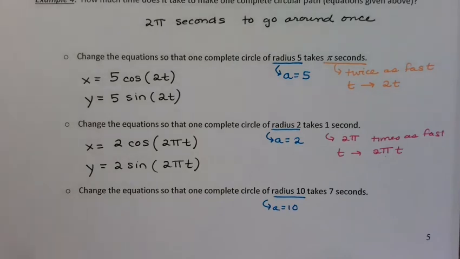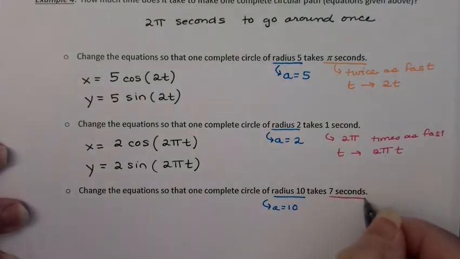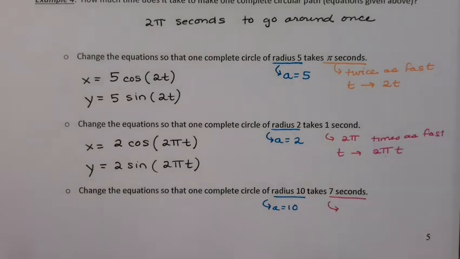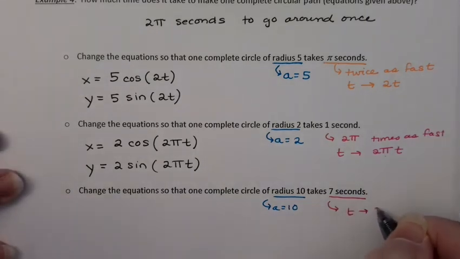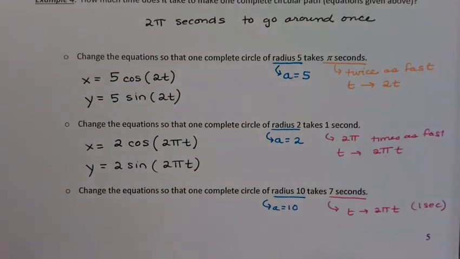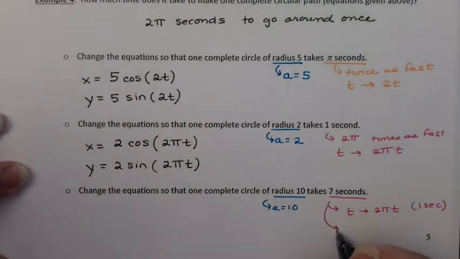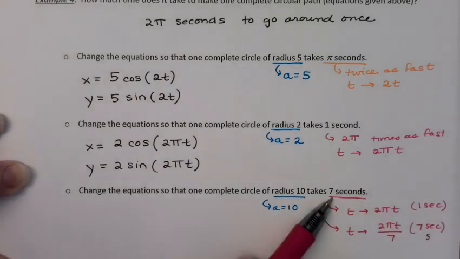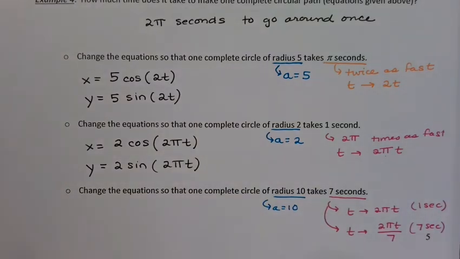takes 7 seconds. Here's how I'm going to handle the 7 seconds. I'm going to first of all say, well, I know that if I replace t with 2 pi t, that gives me 1 second to go all the way around. If I now want it to take 7 seconds, I really want it to go 1/7 as fast. So I'm going to replace t with 2 pi t divided by 7. Okay, that takes me from 1 second to 7 seconds. It's going slower, specifically 1/7 as fast as before.